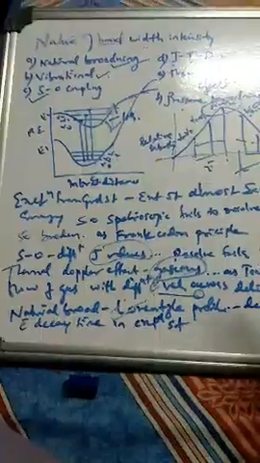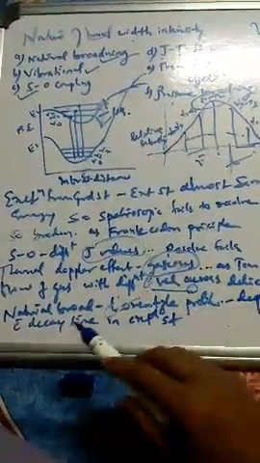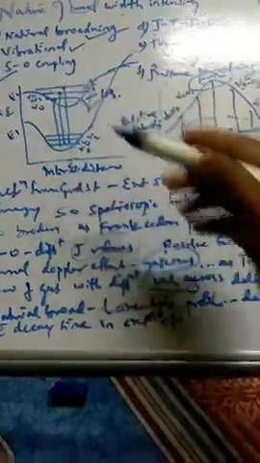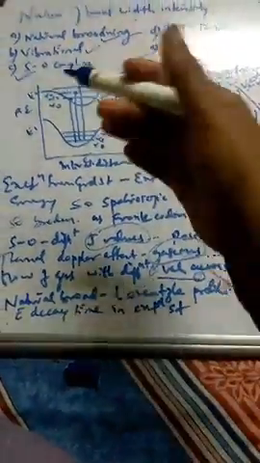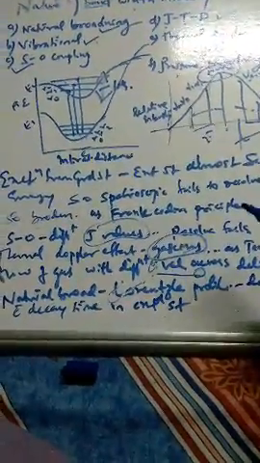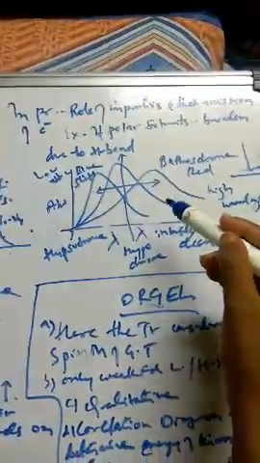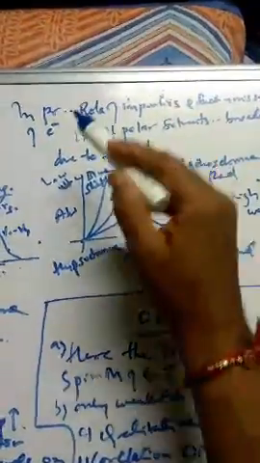You can mention it. Then there will be natural broadening. That is because of the electron excited state. When it excites, it depends on the decay time, how long it remains in the excited state. So that is also one reason for natural broadening, why the spectra is seen to be broadened.